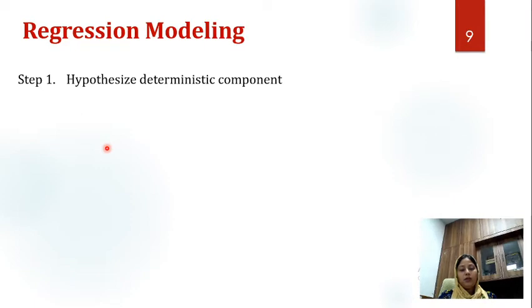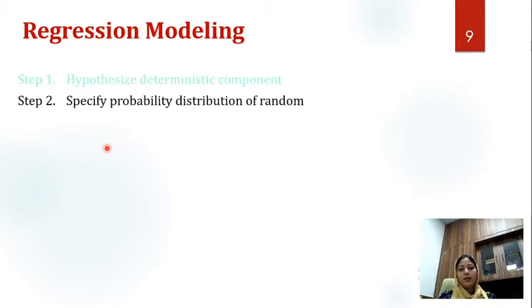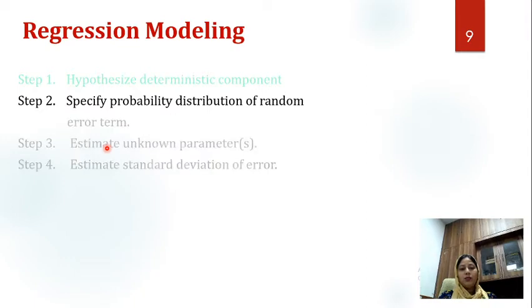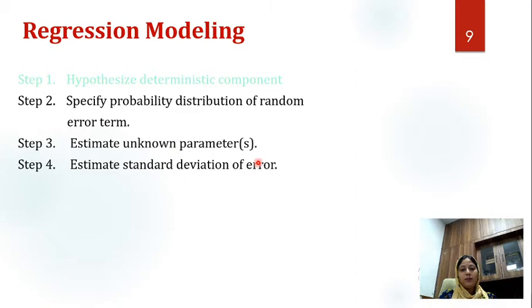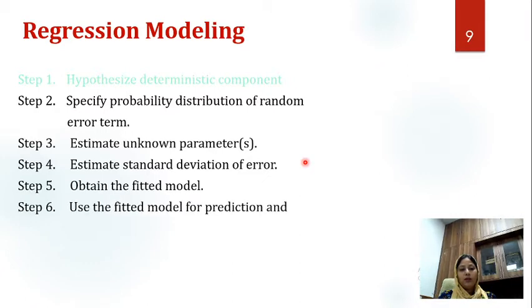Regression modeling. Step 1, hypothesize the deterministic component. Step 2, specify the probability distribution of the random error term. Step 3, estimate the unknown parameter or parameters. Then estimate the standard deviation of error. Obtain the fitted model. Use the fitted model for prediction and estimation.